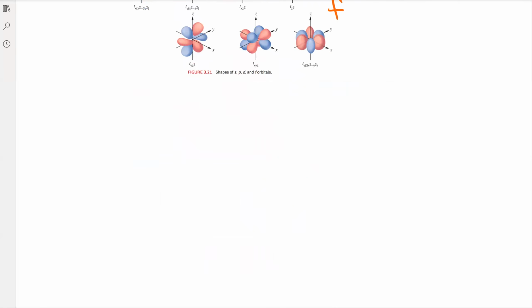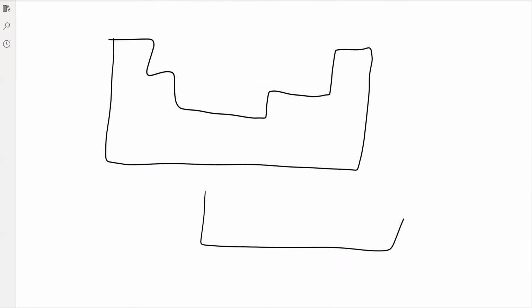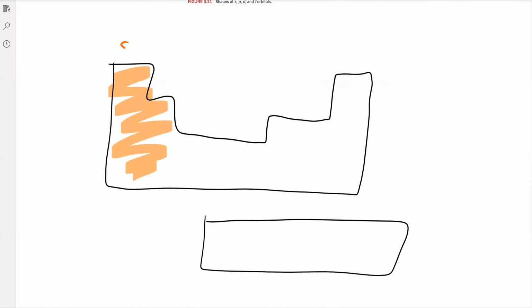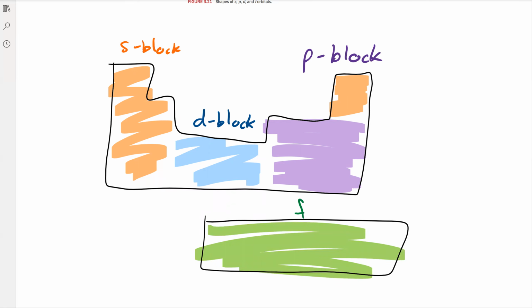If we're wondering how this part relates to the periodic table, right? So there's our sketch of the periodic table. These first 2 columns are what's known as the S block. And that actually includes helium as well. And then this block over here, these 6 elements over here demonstrate the P block. In the middle right here, we have the D block. And then down here, we've got the F block.